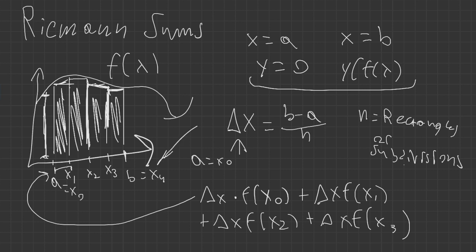And the reason why we're not using x4 is because we're doing what's called a left Riemann sum, which means that we are coming from the left and that we are taking the height on the left side of each rectangle. And our last bound isn't on the left side of any rectangle.